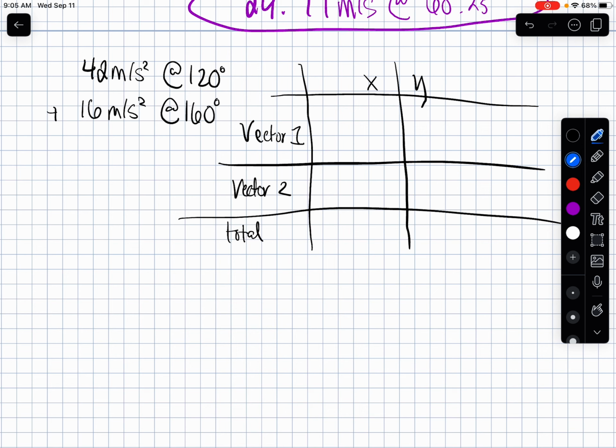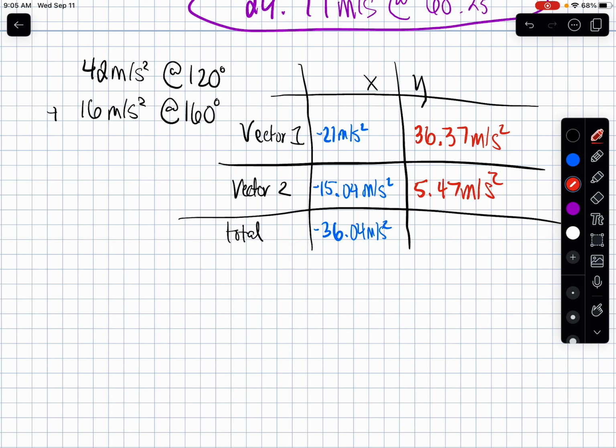Okay, so again, here's what you should have gotten. I'm just going through this quickly, but here are the numbers if you find the x component of each vector and then the y component of each vector. Don't forget those units. You know that I'm gonna actually really care about those units, so make sure you get those units right. So your total x is negative 36.04 meters per second squared, and your total y is 41.84 meters per second squared.